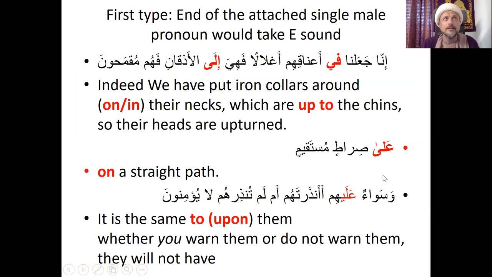وَسَوَاءٌ عَلَيْهِمْ. It is same, it is equal, it doesn't make any difference. عَلَيْهِمْ, upon them. Here the interpreter said: to them. It is equal upon them, it is same to them. Whether you warn them or you don't give them warning, they are not going to pay heed.